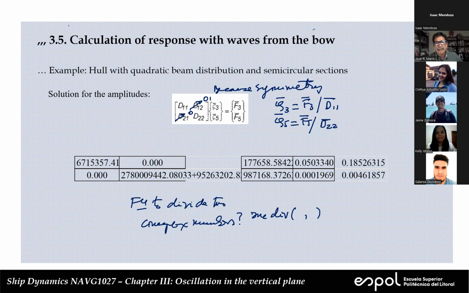This is what we have here. And finally, this is the amplitude. This is a real amplitude. So here I have zeta 3 real plus i zeta 3 imaginary. This thing here is just the absolute value of zeta 3 and the absolute value of zeta 5. These are meters, these are radians. 0.19 meters, that's about this. Radians, so you have to multiply by 57 to get degrees.